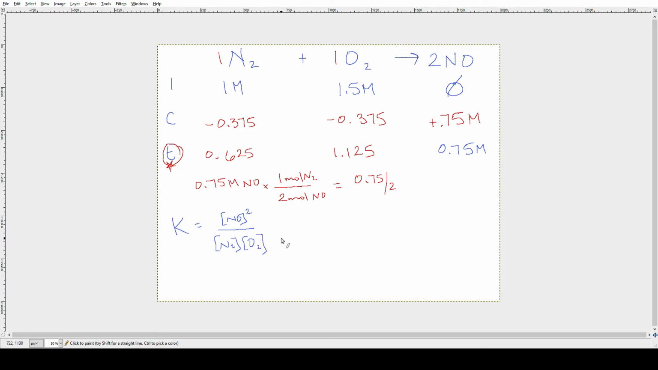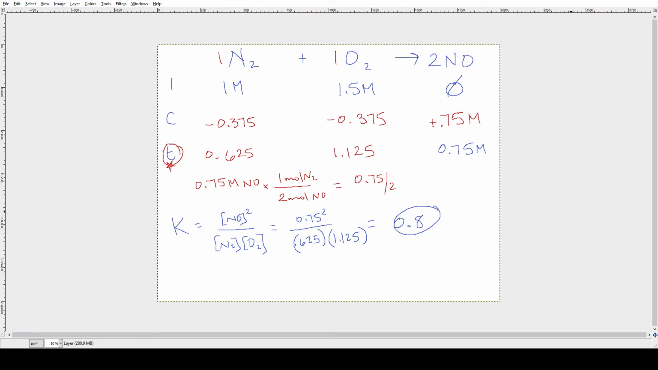Okay, great. Now I'll plug in my numbers. So 0.75 squared over 0.625, oops, that's a 5. Wow, let's try that again. 0.625 times 1.125. Okay, you plug this in your calculator. It looks like I only have one sig fig based off of my givens at the beginning of the problem. 4 moles, 6 moles, 4 liters. That's only one sig fig. So I'd end up with 0.8. And that's it. That's our K.